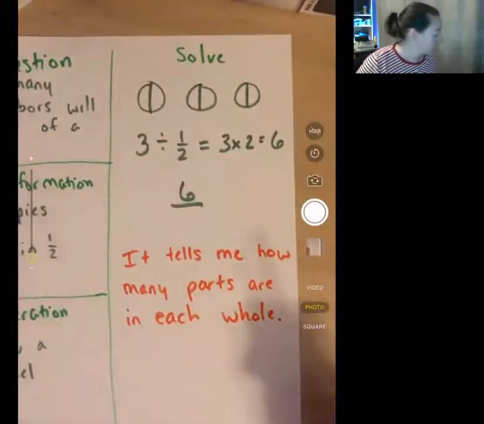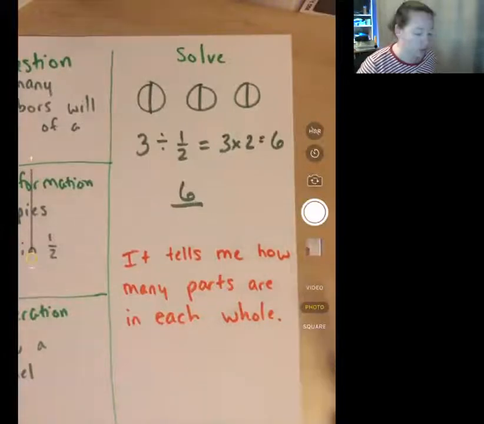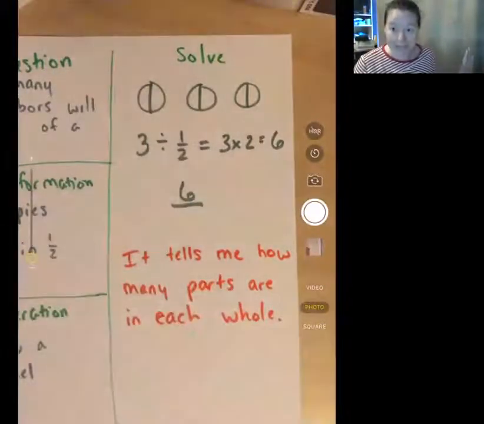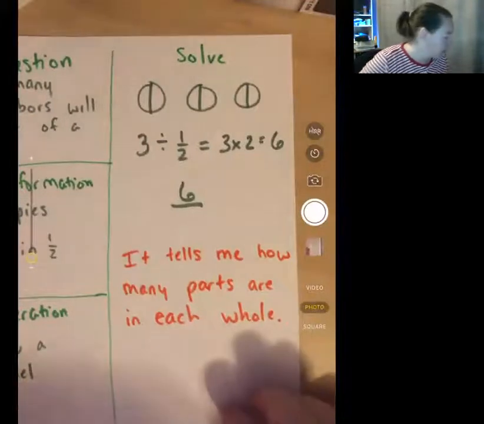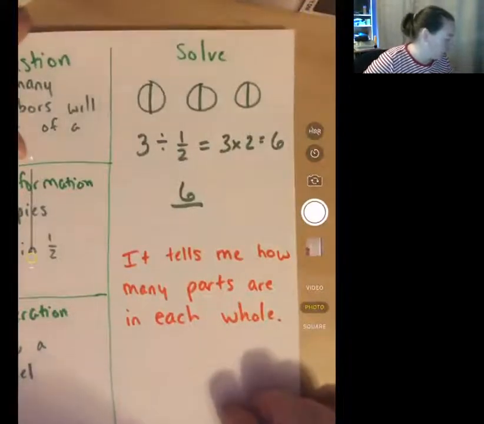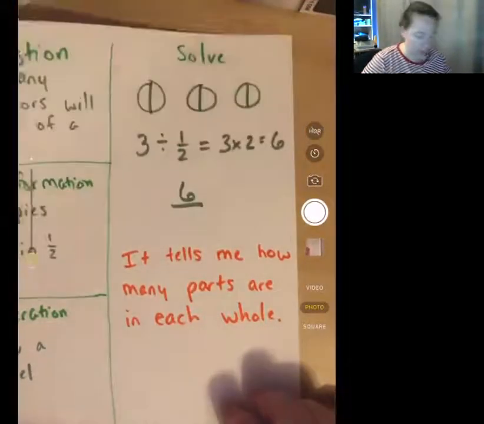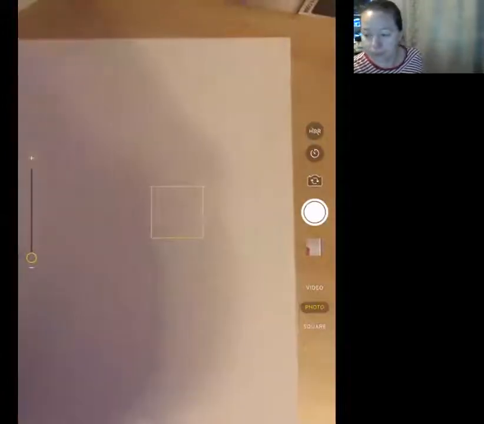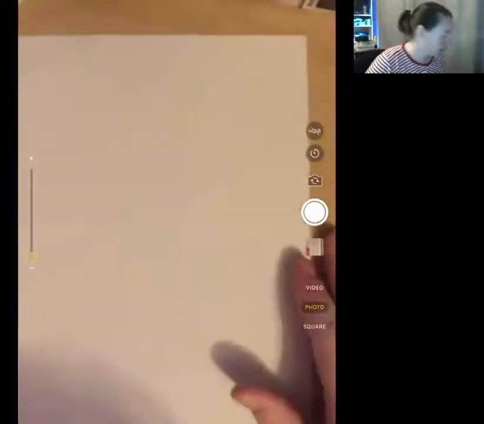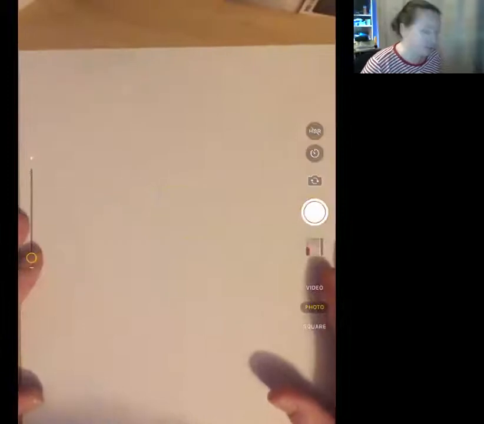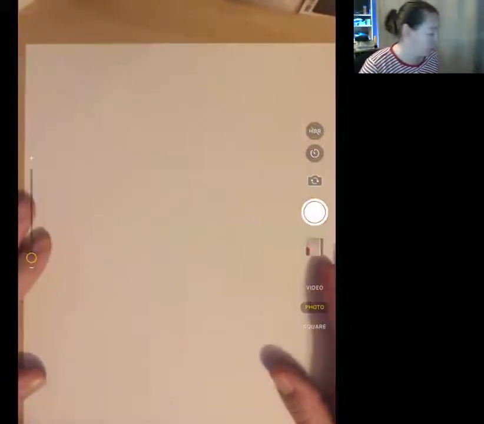Right. So let's work on the share and show ones. We got plenty of time. Share and show. First off, a chef has 5 blocks of butter. Each block weighs 1 pound. She cuts each block into fourths. How many 1/4 pound pieces of butter does the chef have?